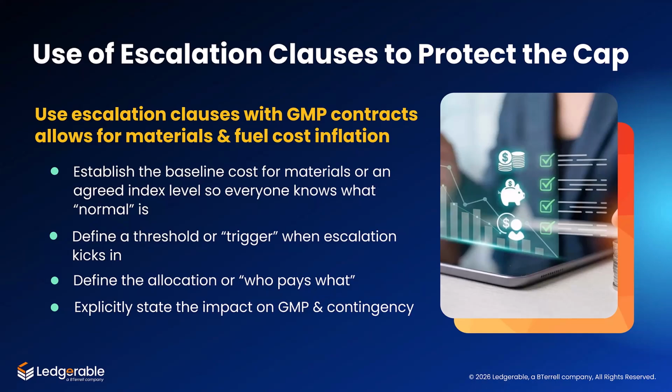And clearly define who pays what cost when the price increases are shared between the customer and the contractor. Finally, state explicitly that approved escalation adjustments increase GMP as opposed to coming out of contingency, so you don't have to squabble over double counting.